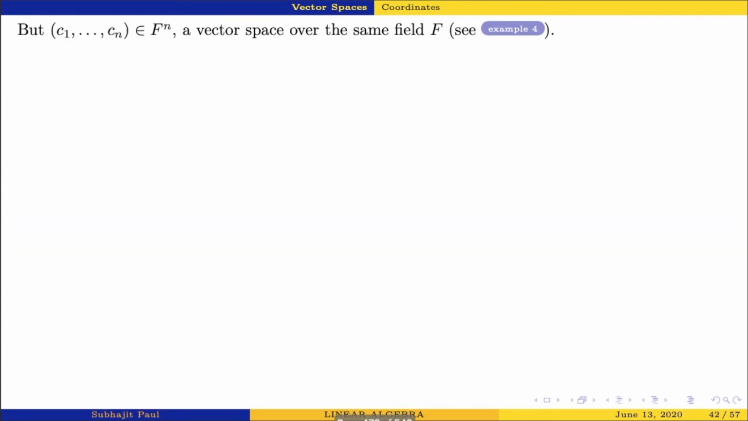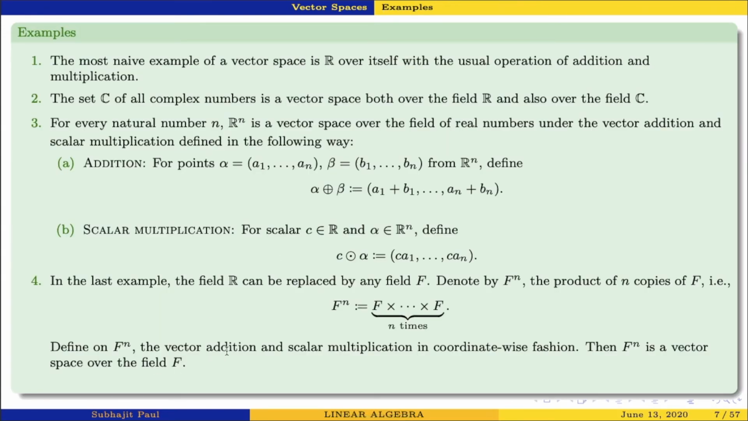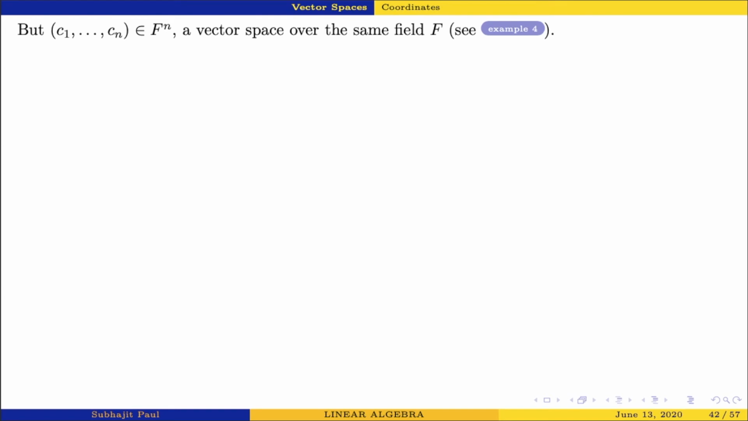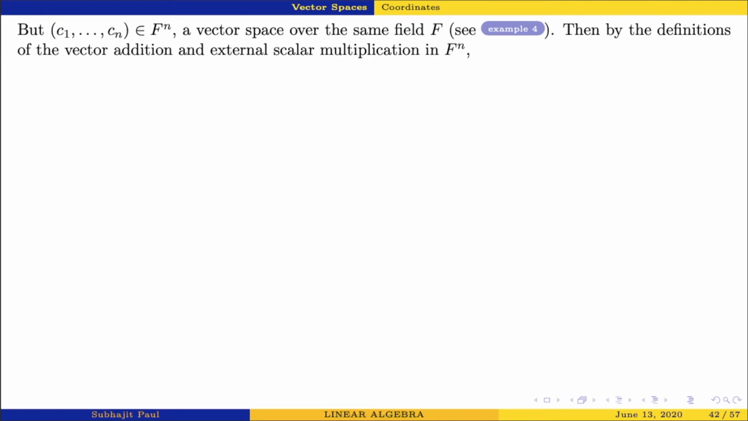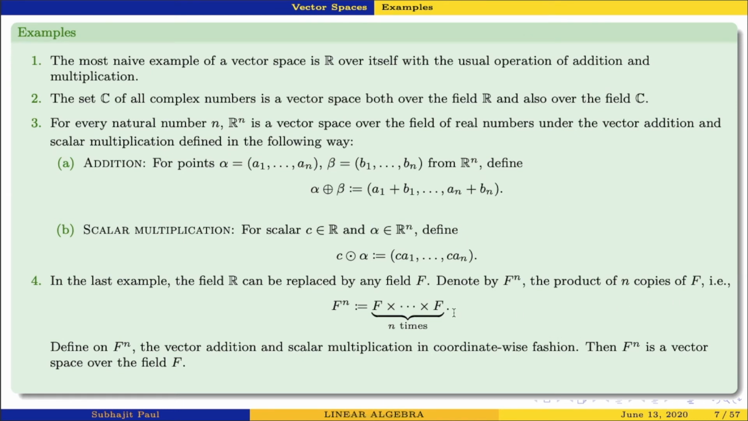This n-tuple (c1, c2, up to cn) is an n-tuple in Fn, which is a vector space over the same field F. We already introduced this one in the examples of vector spaces in the first lecture. So this is an element of the vector space Fn. Then, by the definitions of vector addition and external scalar multiplication in Fn, that is coordinate-wise addition and scalar multiplication.